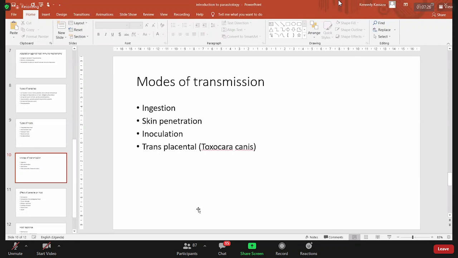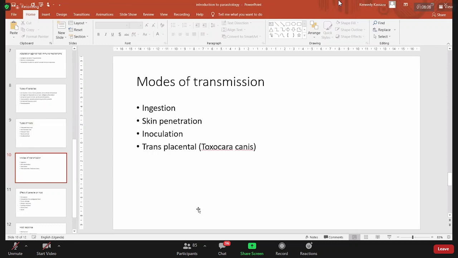These parasites must reach their final hosts through certain mechanisms of transmission, and these include ingestion or feeding. When humans feed on certain foodstuffs contaminated with the parasite. And here we have an example of worms, certain worms.